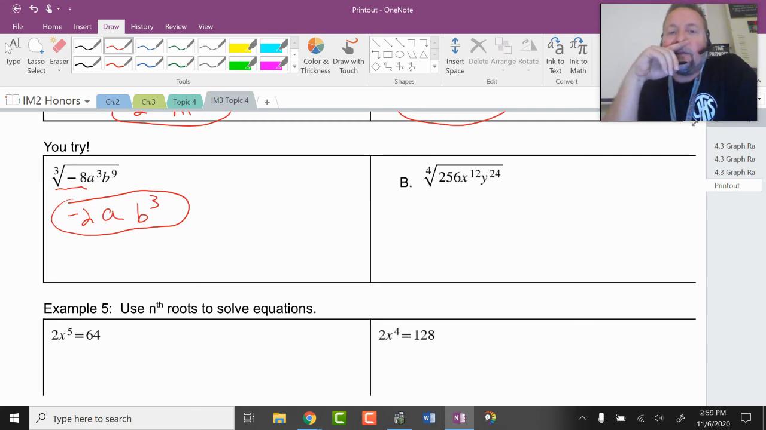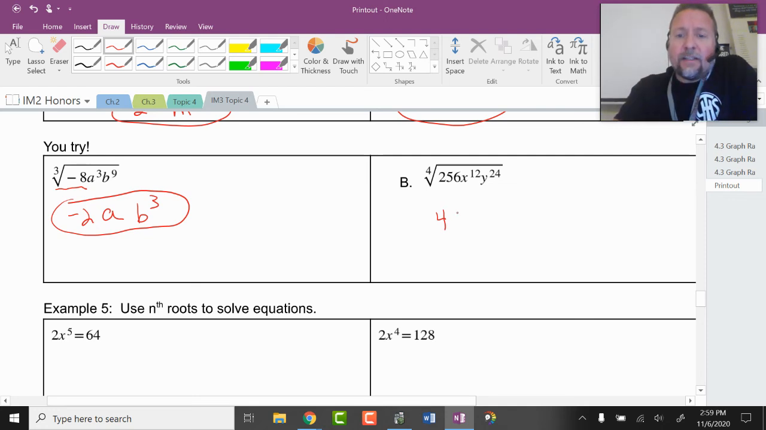I really just divided. Fourth root of 256. 256 is 16 squared, and 16 is 4 times 4. This is four 4s multiplied together, so the fourth root of 256 is 4. Fourth root of x to the 12th: 12 divided by 4 is 3. 24 divided by 4 is 6.